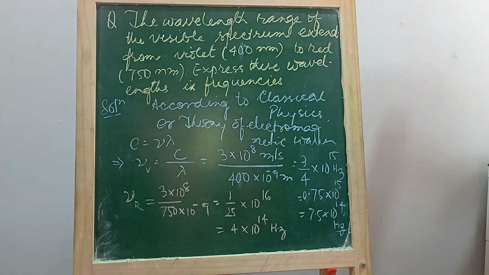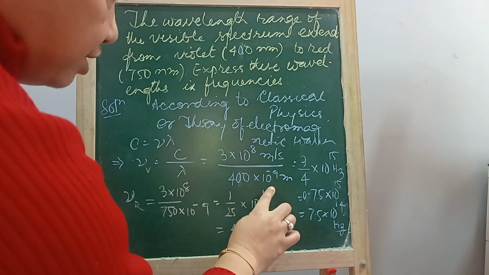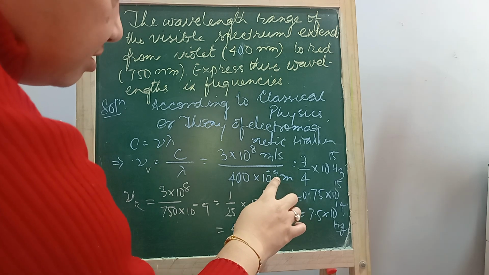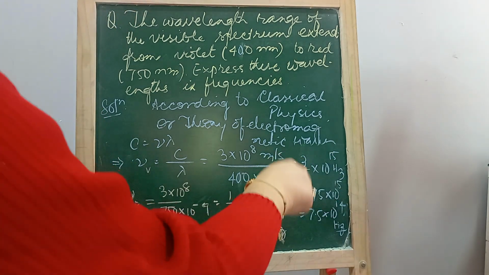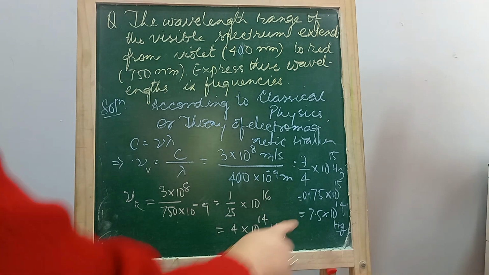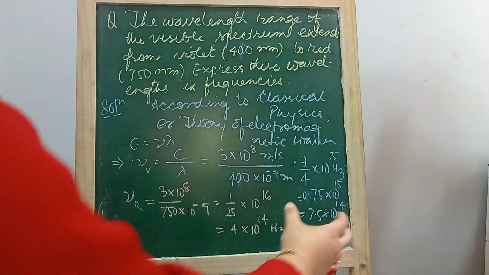If you simplify this, how will you simplify? You utilize these two zeros here, then it will become 10⁻⁷. If you move it up, it will become 10⁷. So 3/4 is 0.75. So it's around 7.5 × 10¹⁴ hertz. Frequency has the unit of hertz.